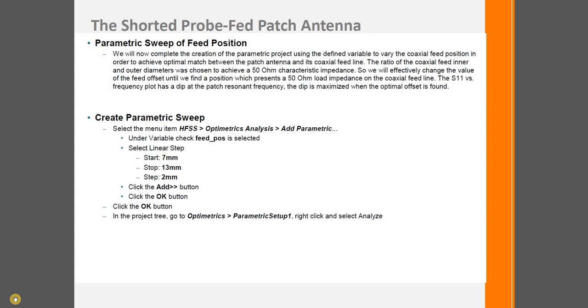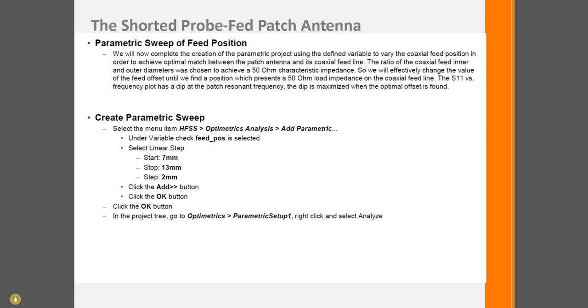You can analyze the sweep parameters of this probe position, and can have a parametric sweep of this feed position. This feed position is defined as a variable to vary the coaxial feed position in order to achieve the optimal match between the patch antenna and the coaxial feed line.